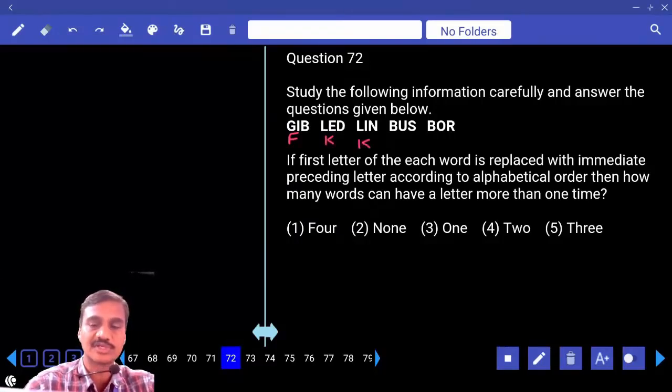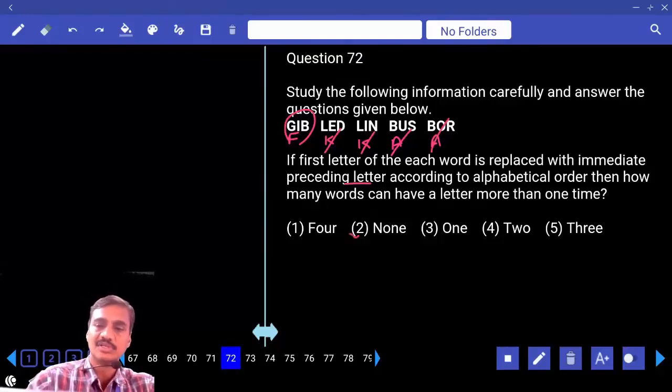L minus 1 is K. Now this is A, and this is again A. And preceding letter according to alphabetical order, then how many words can have a letter more than one time? Now FIB, not a single letter is repeated here. KED, KAN and AUS, BAOR, all the letters were different, there was no repetition. Hence choice to question number 72.